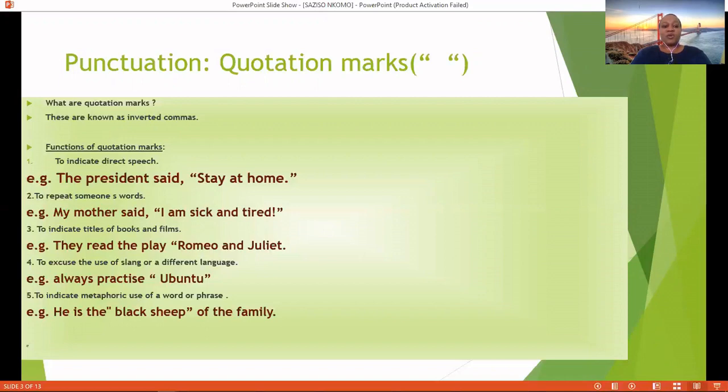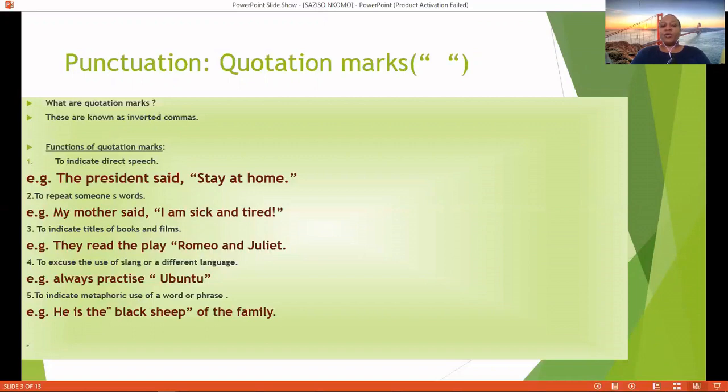The quotation marks also will indicate titles of books and films. For example, they read the play "Romeo and Juliet." Romeo and Juliet is the title of the play, and it has been placed in quotation marks.